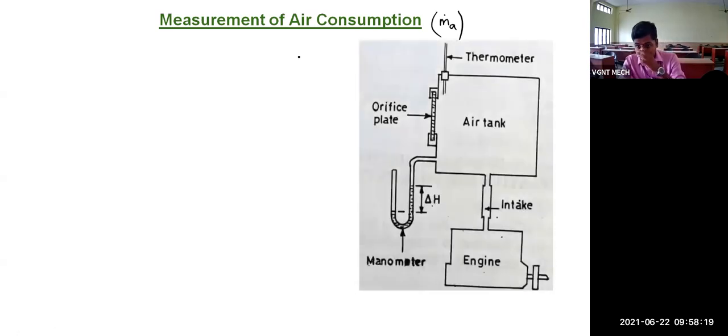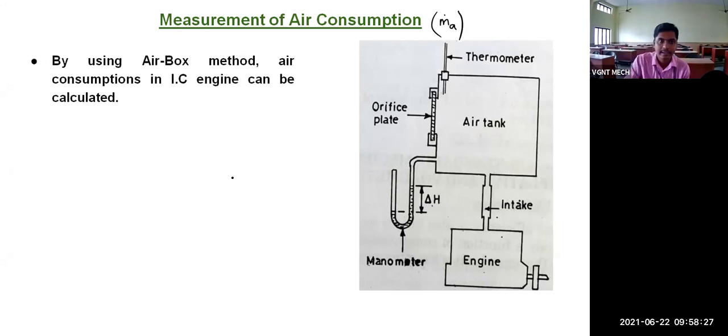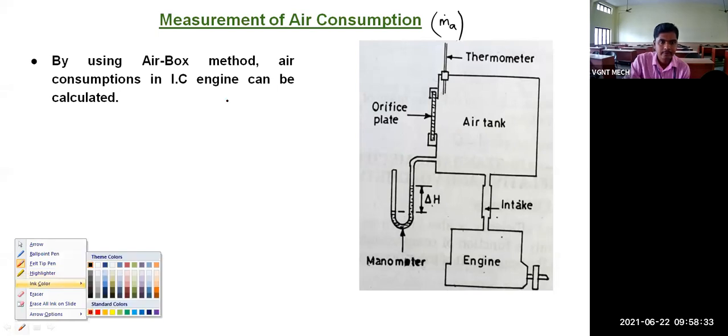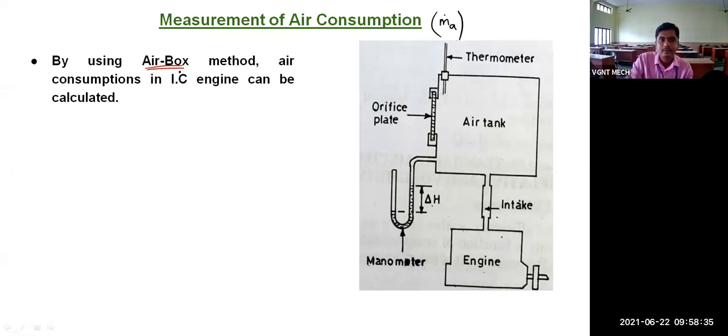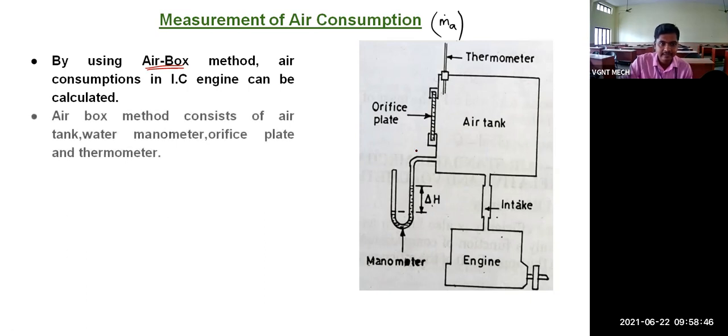How much amount of air is entering the engine. So this is the air box method. By using the air box method, we can calculate the air consumption in an IC engine. This diagram is a schematic diagram of the air box method. What parts are there? The air box method consists of an air tank. Here you can see this is the air tank.